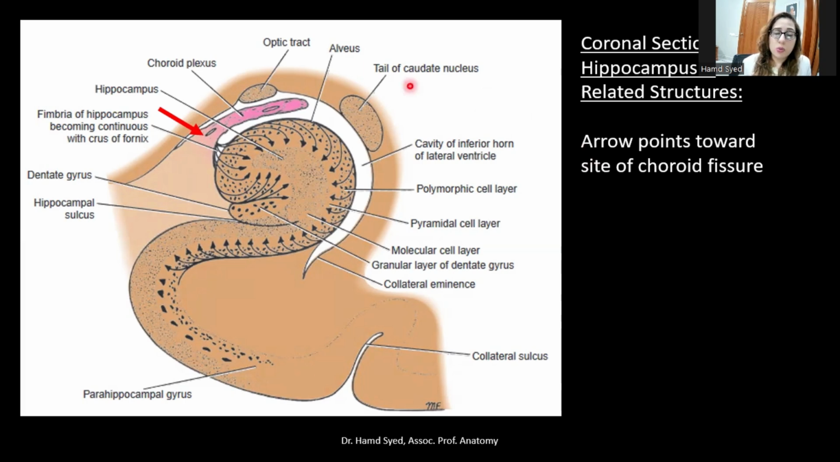We can see over here through the coronal section of hippocampus and related structures, this red arrow is pointing towards the site of the choroid fissure. Choroid fissure, remember, is the point where the vascular fringe, that is, the choroid plexus, is going to be projecting into the lateral ventricle. So this choroidal fissure is bounded above by the tail of the caudate nucleus and below by the hippocampus. And the hippocampus is covered by a sheet of white matter, which is known as alveus, which then converges to form the ridge known as the fimbria.